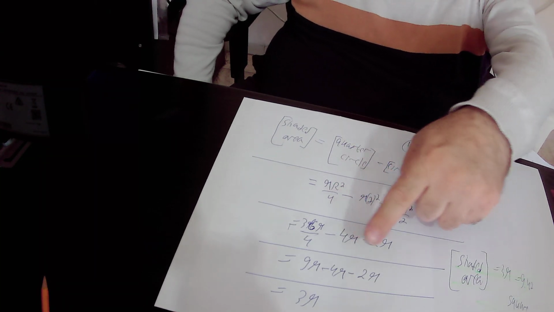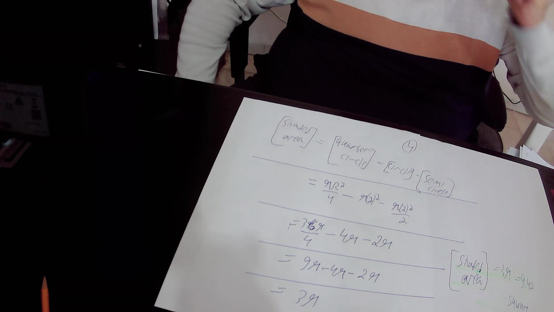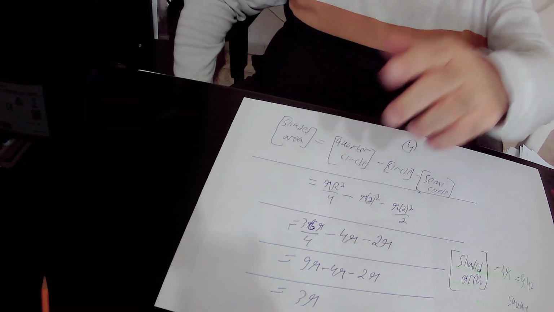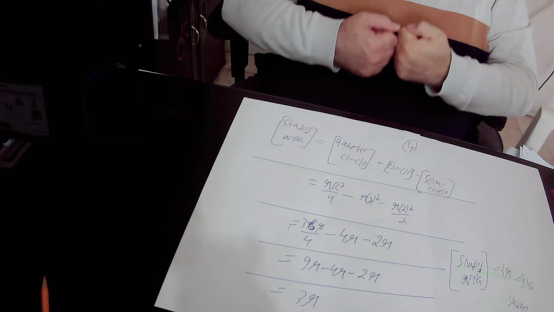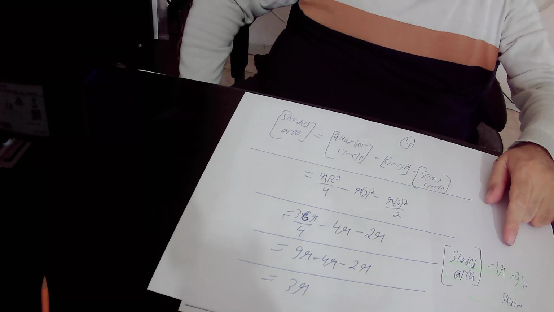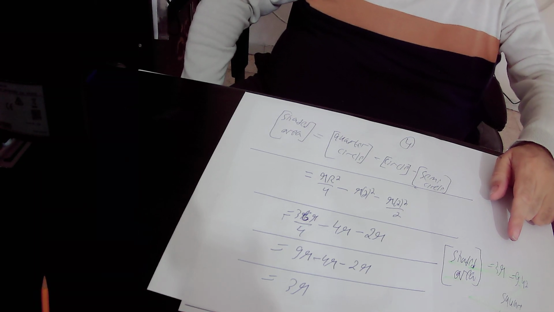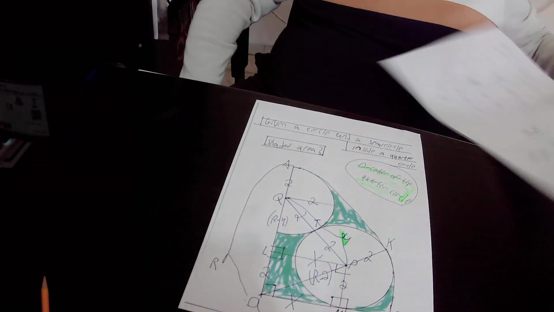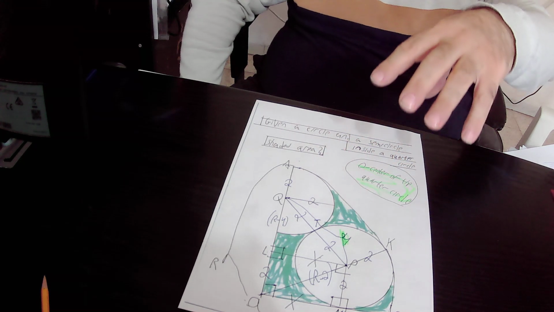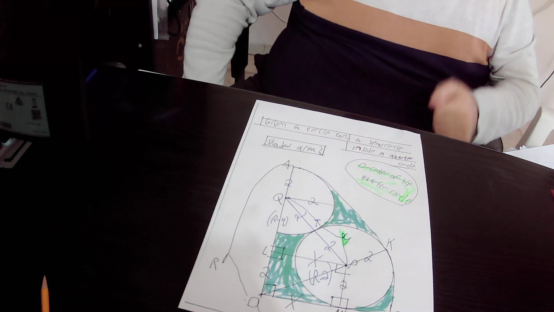So here we got that 9 pi minus 4 pi minus 2 pi equals to the value of the shaded area. 9 pi minus 4 pi is 5 pi, and 5 pi minus 2 pi is 3 pi. So in conclusion, note that the value of the shaded area equals to either 3 pi square units, or in terms of numbers, it is equal to 9.42 square units. I repeat again, the value of this shaded area equals to either 3 pi square units, or in terms of numbers, it is equal to 9.42 square units.